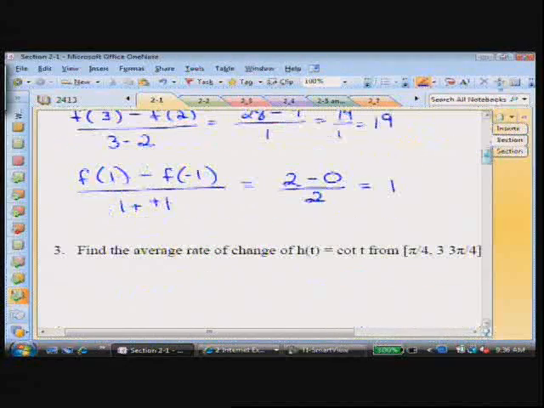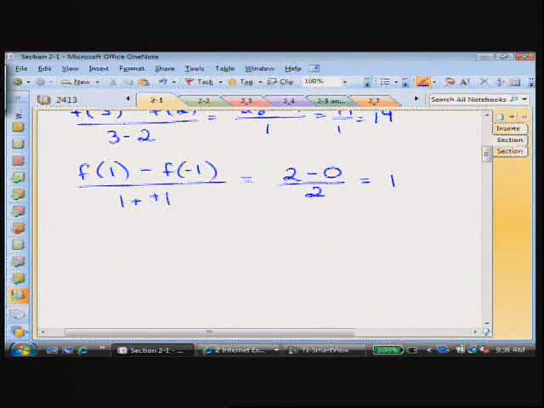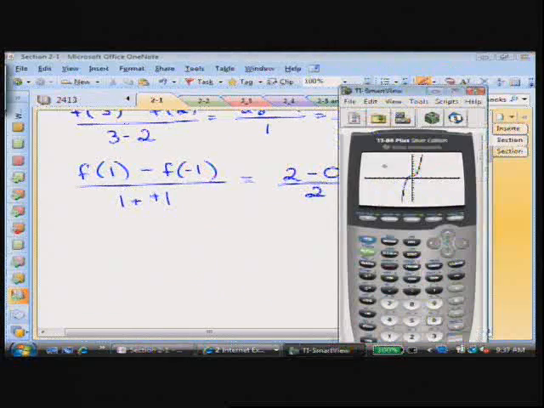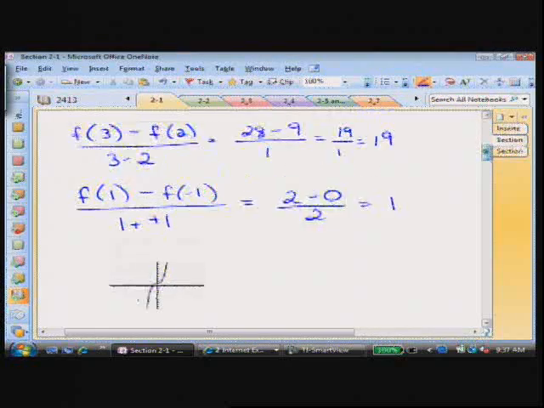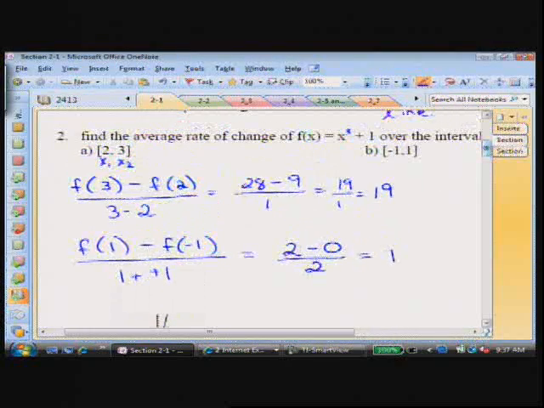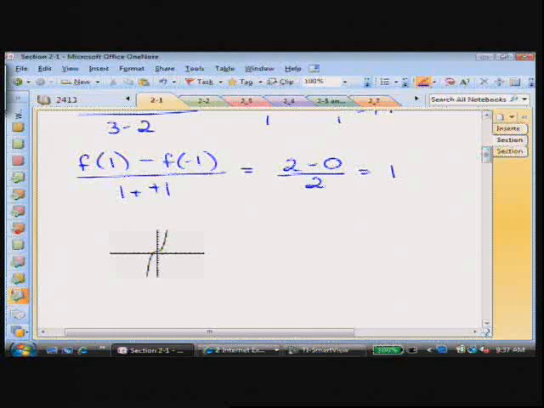If you were to look at the interval from 2 to 3, so here's 2 and here's 3, this slope, what they're saying right there, that slope is 19. The average rate of change is 19.